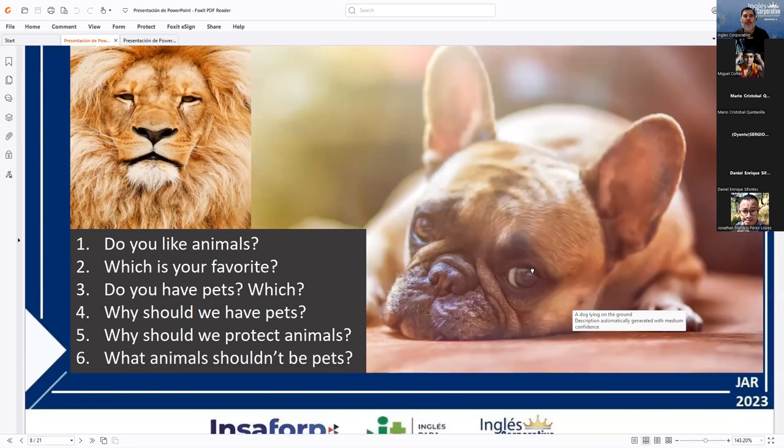These are the questions that we're going to be discussing. Do you like animals? Which is your favorite animal? Do you have pets? Which pets do you have? Why should we have pets? What are the benefits of having pets? Why should we protect animals? What animals shouldn't be pets? What animals are not recommendable or are not okay to be pets? Okay, so these questions.